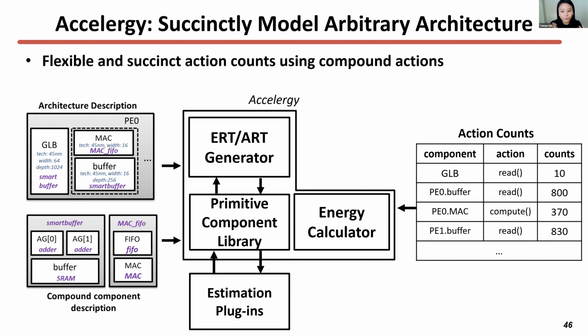So you probably have noticed that if we change some definition of the compound component, which thereby changes the definition of the compound action, this does not require us to rerun the simulation of our architecture because the high-level behaviors of these components stay the same. So in this way, the architecture description becomes much more succinct, and we're also reducing the amount of overhead related to generating the energy estimation of a new design.